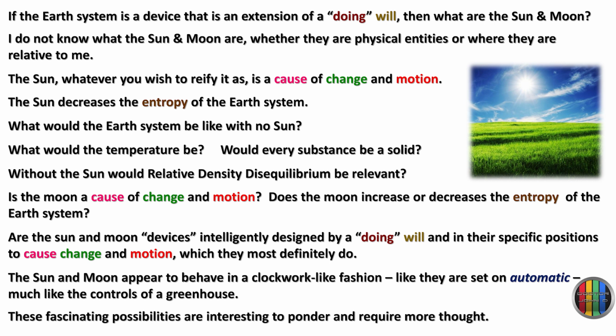Are the sun and moon devices intelligently designed by a doing will and in their specific positions to cause change and motion, which they most definitely do? The sun and moon appear to behave in a clockwork-like fashion, like they are set on automatic, much like the controls of a greenhouse. These fascinating possibilities are interesting to ponder and require more thought.